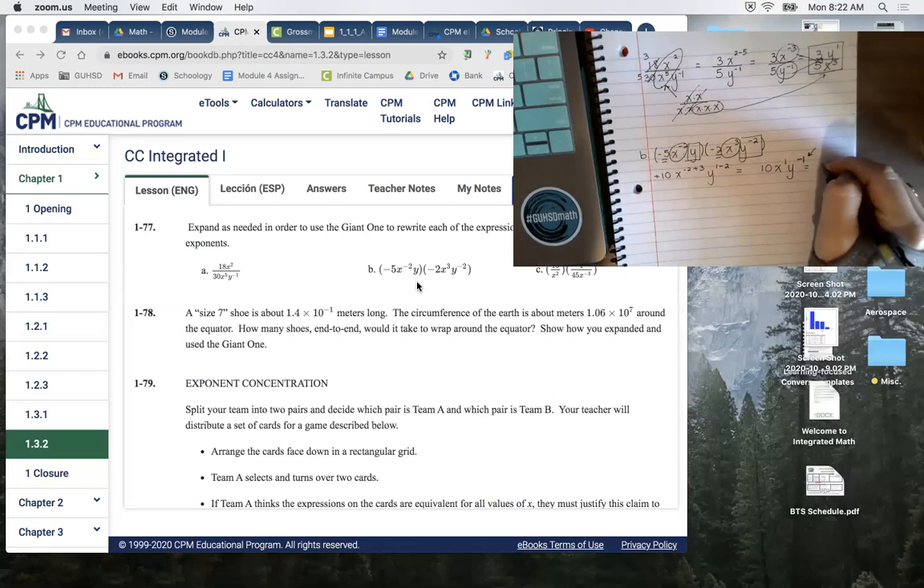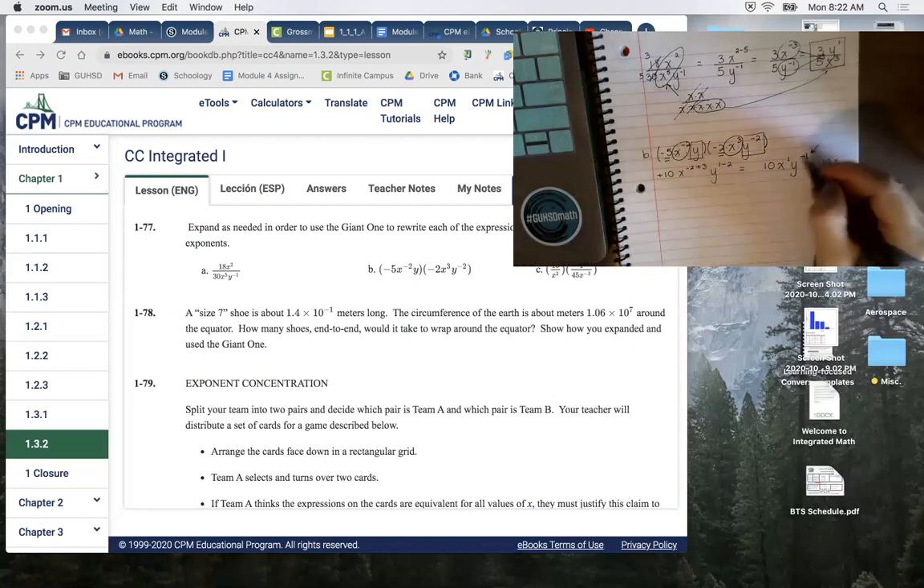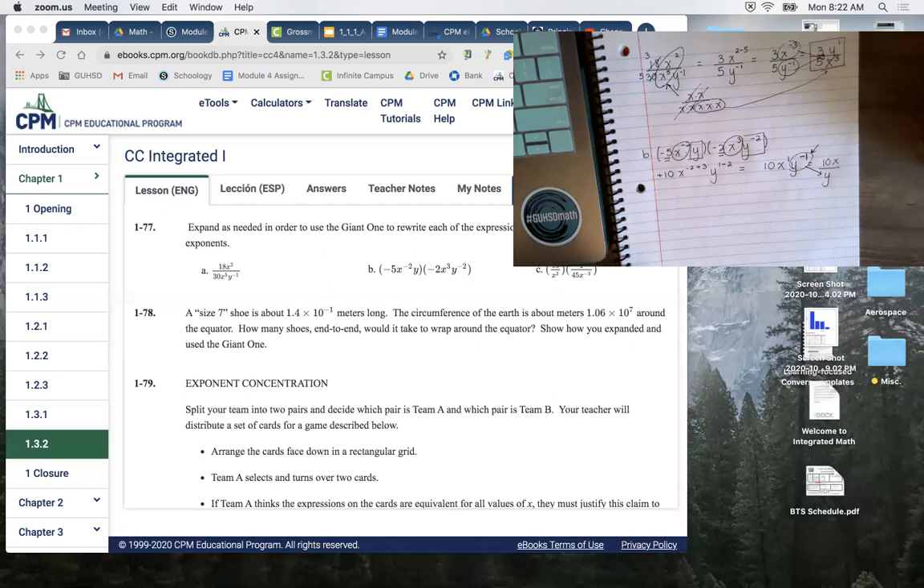So my final answer is 10x, or 10x to the 1 power, you can put the 1 power, that's fine, over y to the 1 power, okay? Which I don't have to do that either. But this moves down below and becomes a positive 1 now.